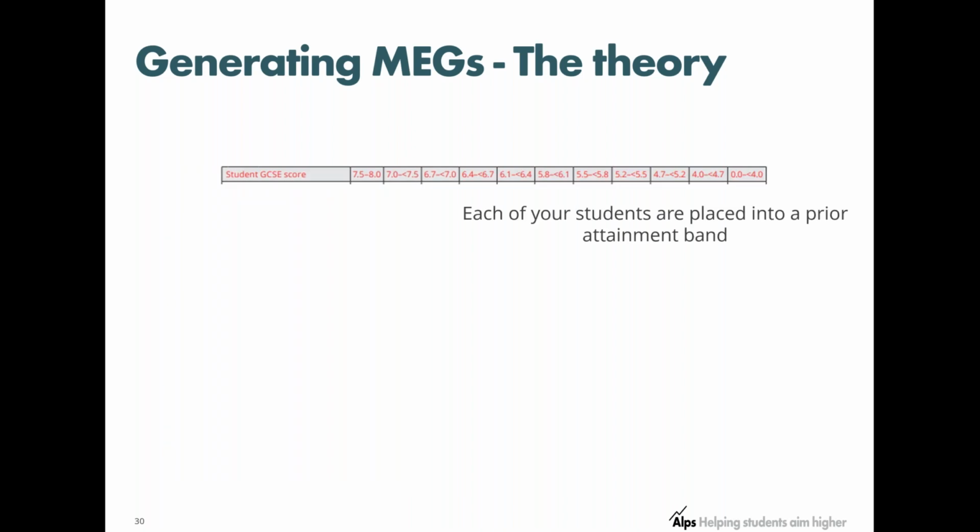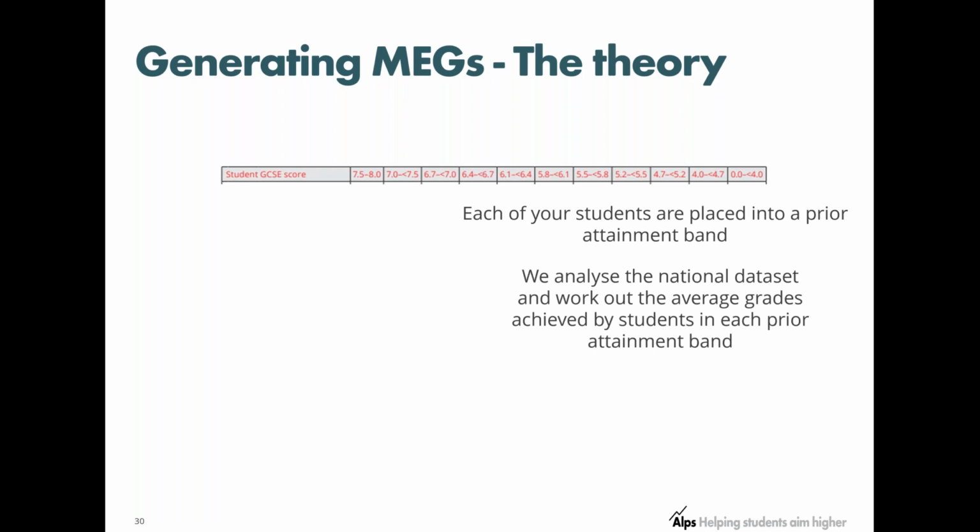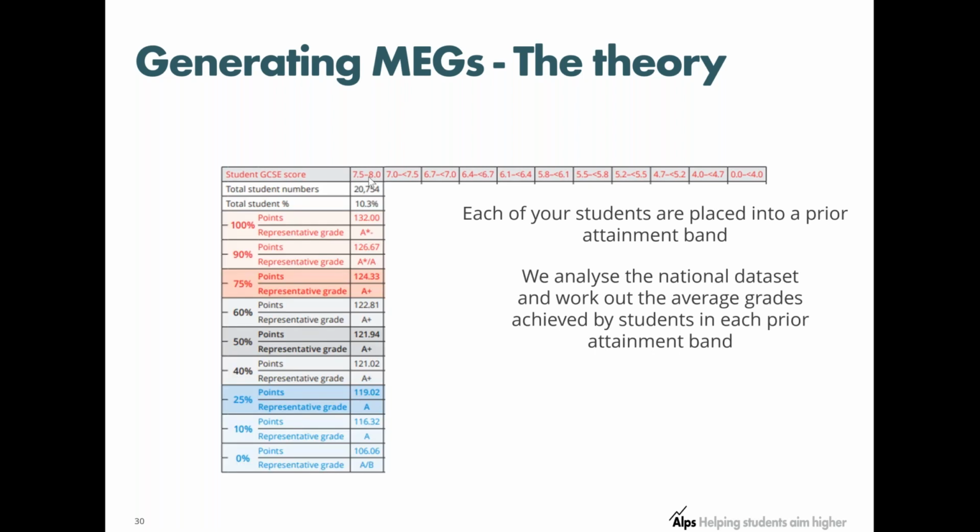First thing that happens is each student is placed into a prior attainment band. These are the prior attainment bands for A level, but the Key Stage 4 table you'll see will have a similar structure. Then we look at the national data set and work out the average grades achieved by students in each of the bands. There's your highest prior attainment band. Those students got A stars and A's at GCSE.